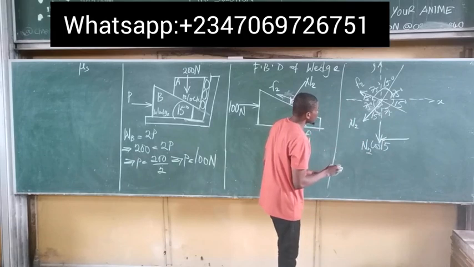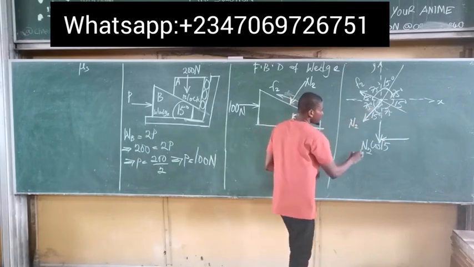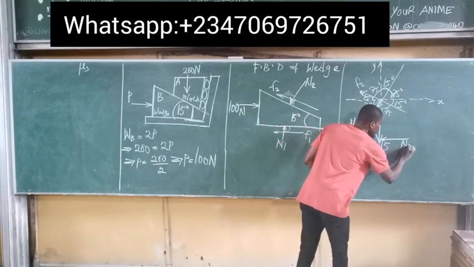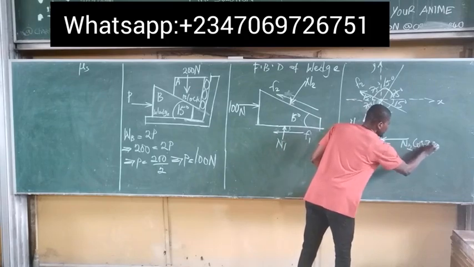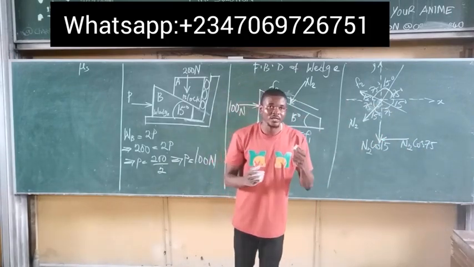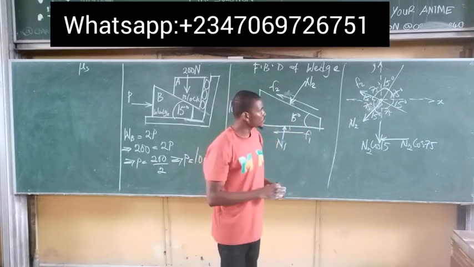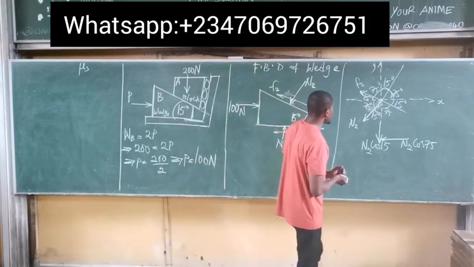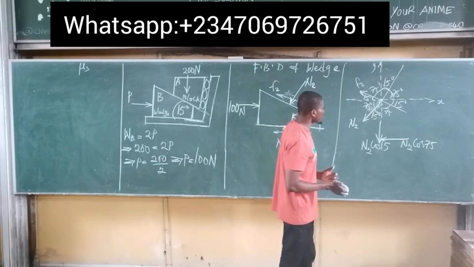And it passes through which angle? 75. So it becomes N2 cos 75. Always multiply by cosine of the angle it passes through to get the given axis. Next, we resolve the frictional force into vertical and horizontal components.